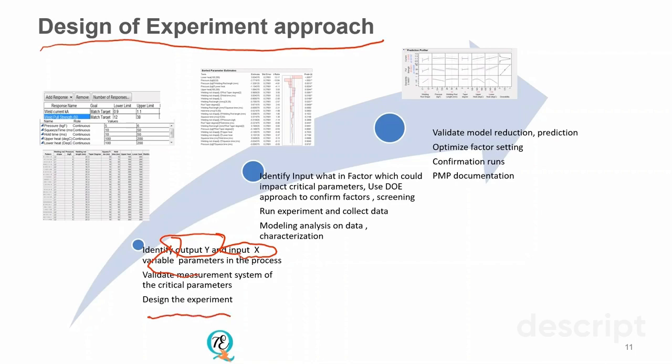Next, after designing the experiments, we will determine and run the experiments to collect the data and conduct modeling on the data and reduce the factors to the more important ones, and then validate the model reduction, the screening, and also the prediction, the characterization, and optimize the factor setting, and run confirmation runs to ensure that the setting is optimum and set correctly and can be repeated in the next experiment, to validate that this is a true optimum value which will give you the best results.